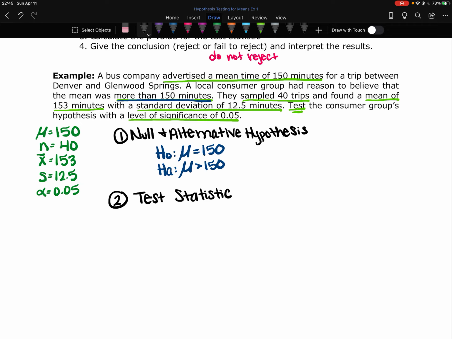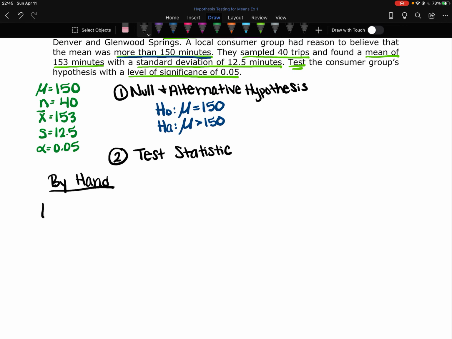So to do this by hand, the formula for the test statistic is T equals X bar minus mu divided by S over the square root of N. So very similar to what the z-score equation for the sampling distribution of the sample mean was, but we don't know what the population standard deviation is. We only know what the sample standard deviation was, so that's why it's a t-score.